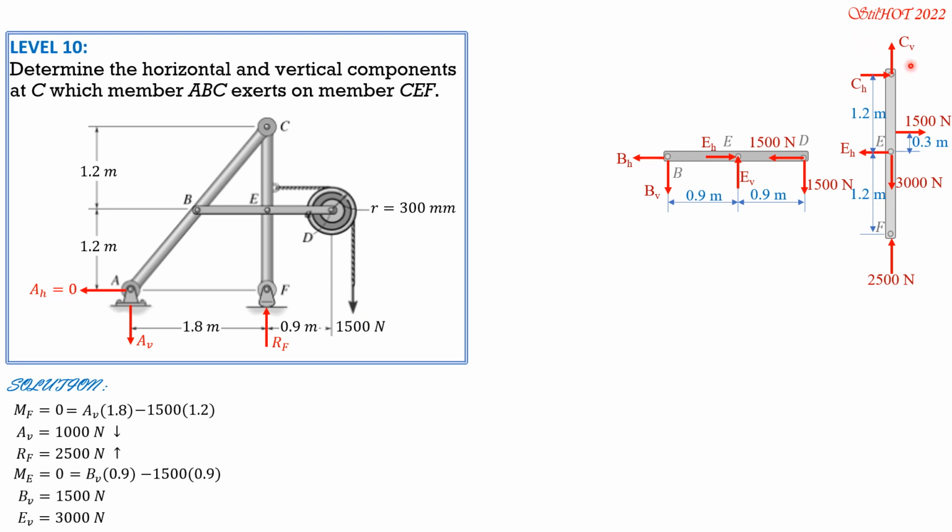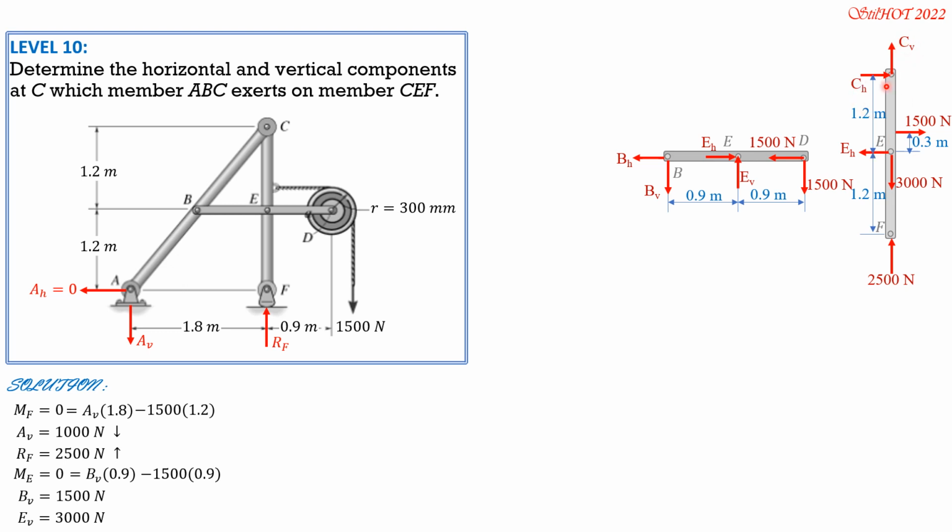So in this CEF here, EV, which is upward, is now applied here by action-reaction principle, 3,000 downward. EH, which is rightward here, should now be leftward here. And this 2,500 RF remains 2,500 upward because it is an external reaction. Remember the principle. Then at E, because there is tension of 1,500, that's why we have 1,500 there. Remember the principle, which we solved in part 1. And this distance is 0.3 because the radius of the pulley is 0.3. So 1.2, 1.2.